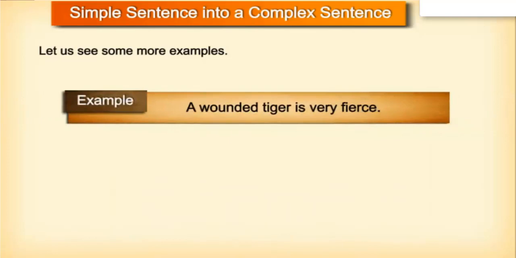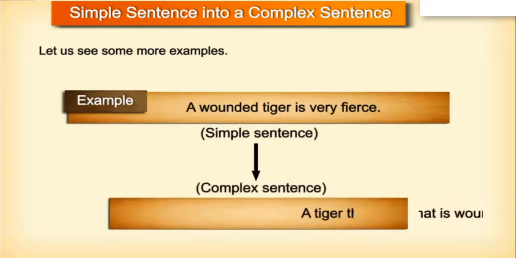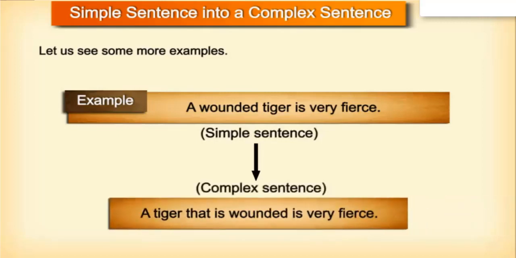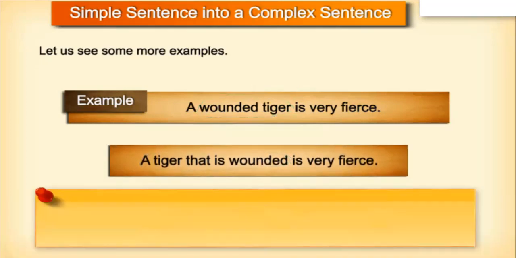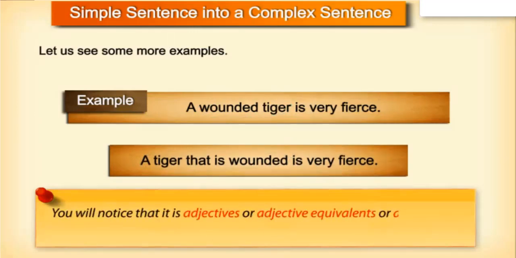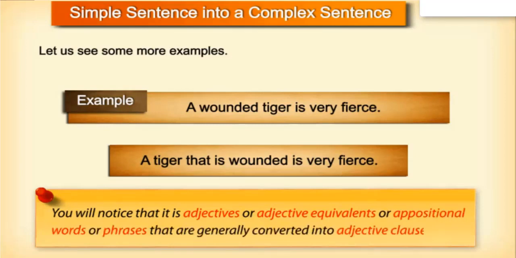A wounded tiger is very fierce. This is a simple sentence. Its corresponding complex sentence will be, a tiger that is wounded is very fierce. Note, here we have expanded the phrase, wounded tiger, into clause, a tiger that is wounded, which is an adjective clause. You will notice that it is adjectives or adjective equivalents or appositional words or phrases that are generally converted into adjective clauses.